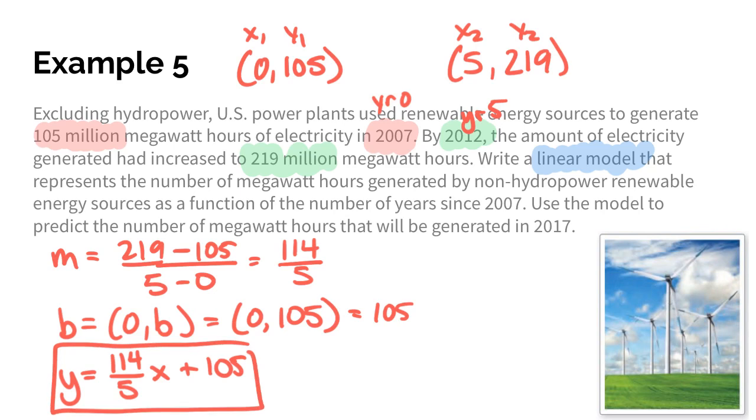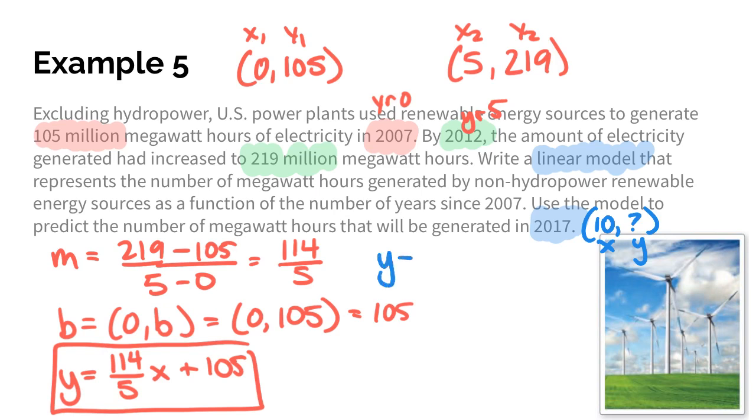Now it wants us to predict the use in 2017. So here's what we have to think about. Based on 2007, how many years later would we be in 2017? This would be year 10. So my question is, in year 10, what would be the number of million megawatt hours of electricity we would generate? I'm going to take this 10 as my x value and plug it in to figure out my y value.